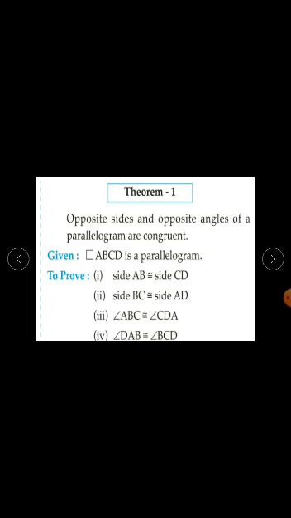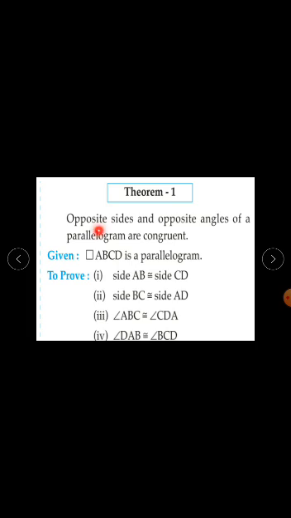Now first theorem of this chapter: opposite sides and opposite angles of a parallelogram are congruent. We know opposite sides and opposite angles of a parallelogram are congruent, but this year you will prove this theorem. So what is given? Quadrilateral ABCD is a parallelogram.